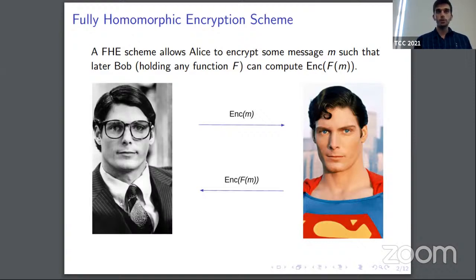The setting where this is very useful is if we have a weaker client that wants to outsource computations to a more powerful server. That's why in the figure, Clark Kent is supposed to be the weaker client and Superman the more powerful server.